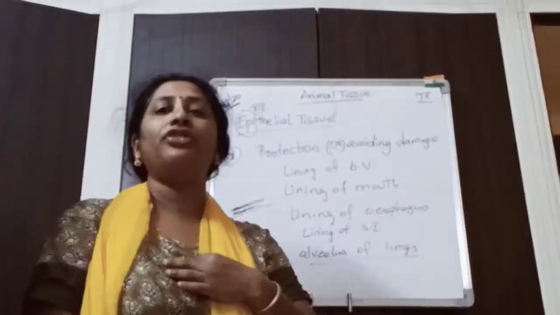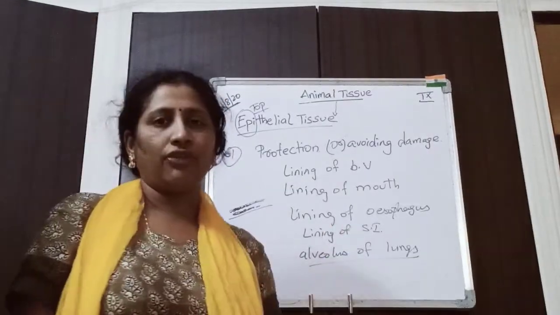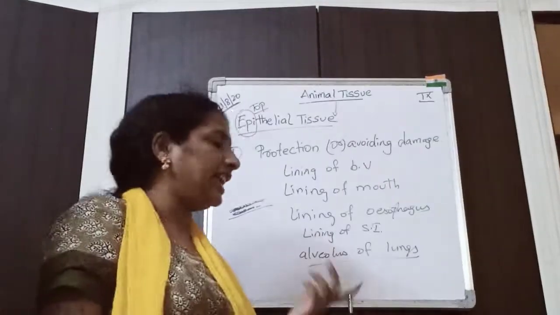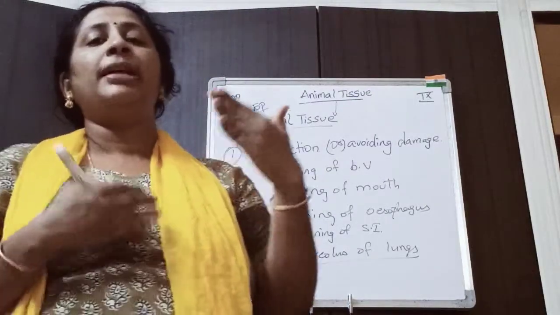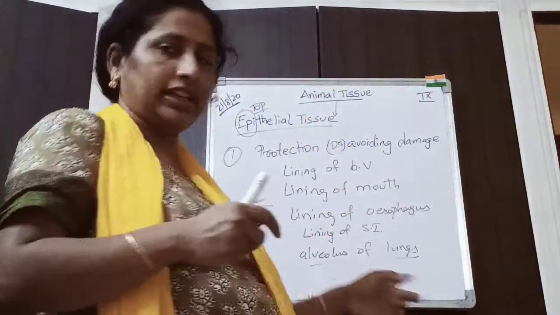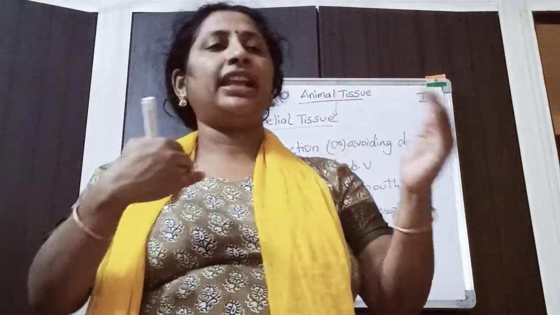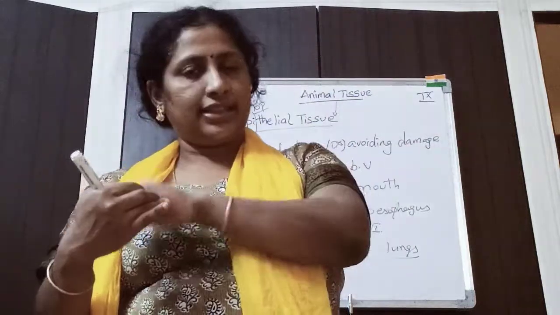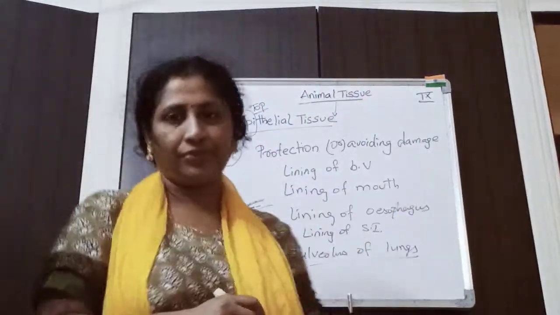Then there is the lining of esophagus, lining of small intestine, and alveolus of lungs. The alveolus of lungs is a place where gases are exchanged. Oxygen and carbon dioxide are exchanged between lungs and blood at the alveoli. You will study this in your higher classes. Alveoli is the place where blood gets oxygen from the lungs, and blood gives carbon dioxide to the lungs.